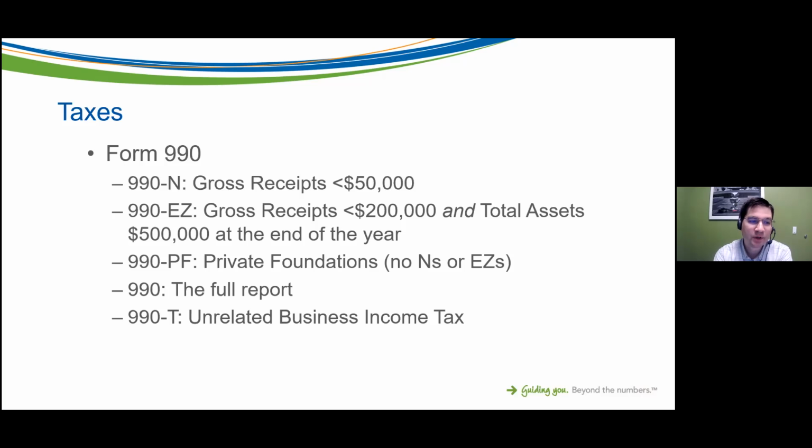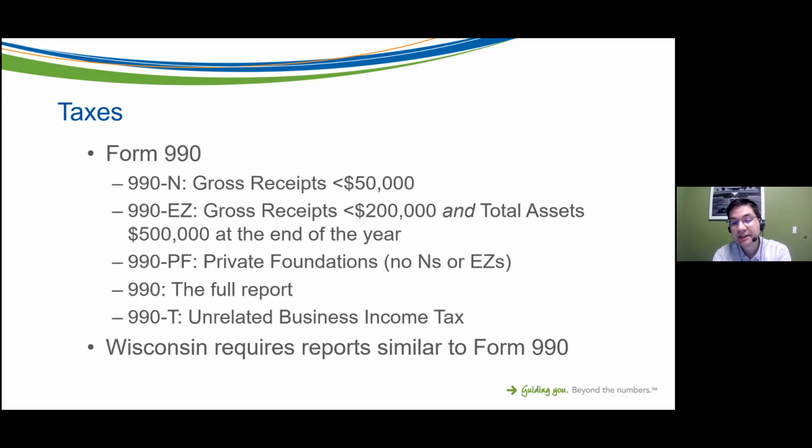Mentioned previously as well is the 990 PF, the tax return for the private foundation. And then the 990 T is for the unrelated business income tax. For something that falls outside of your mission, you have to pay tax on certain things that are not meant to be performed by your organization. Things like advertising and certain sales.